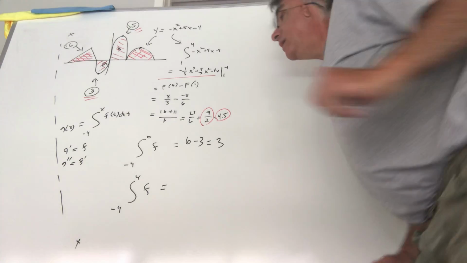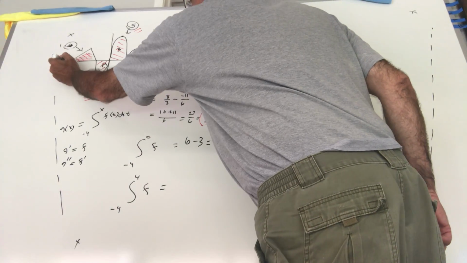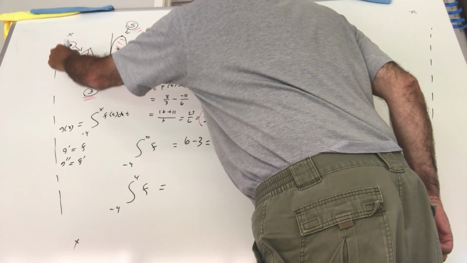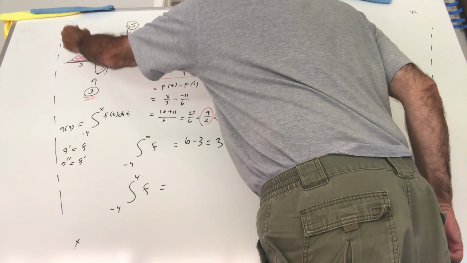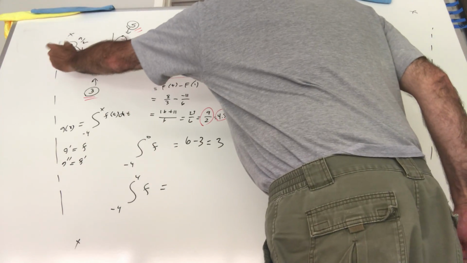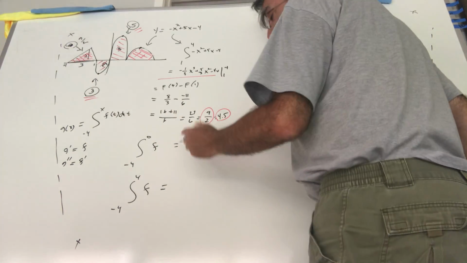Oh, I'm an idiot. Hold on, I made a mistake here. This distance here is only 3, and the height is 3. So it's 1/2 base times height. This is 9 halves. Sorry about that. Not 6. Oh, that's a 4 here. And there's a 1 here. So this distance is only 3. So that's 9 halves.